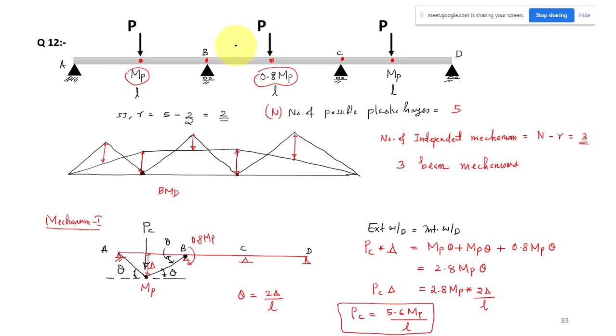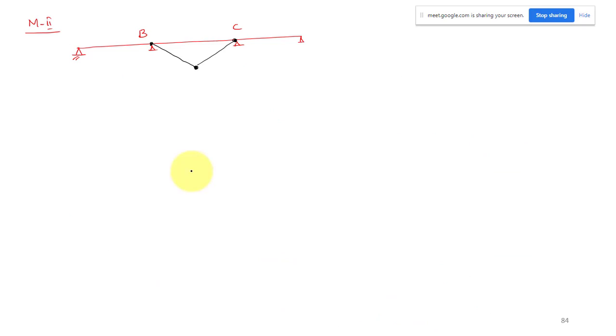Again, if we have a fixed beam with a point load at the center, your collapse load is something like 8 MB by L, 16 MB by L. We have some equation. You might think you cannot use it directly, but yes, we can use that. The only thing is you have to replace the MB with 0.8 MB. Anyway, we will not use the equation, we will just derive it. So these are the 3 plastic hinges.